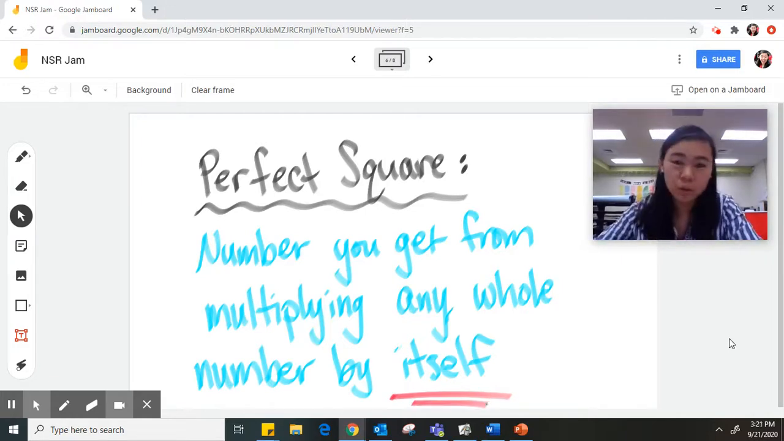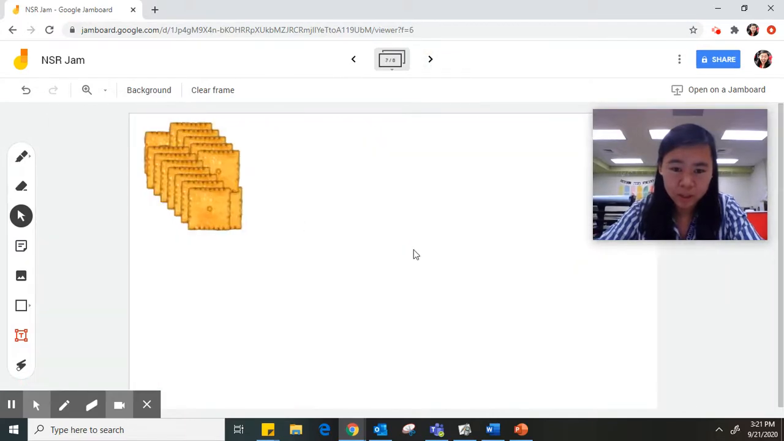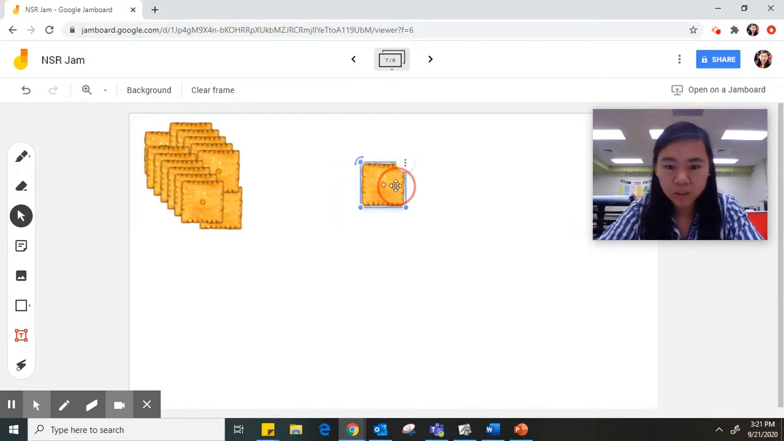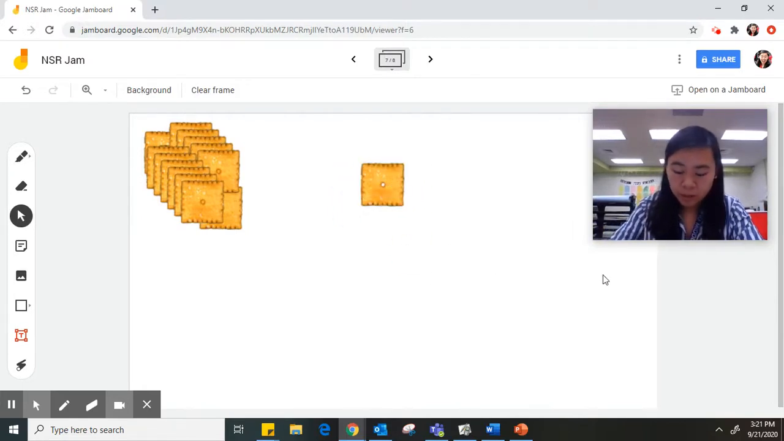Okay, so let's review our Cheez-It lab activity. You guys remember the Cheez-It lab activity? We were making squares, and I asked you how to make the smallest square, and you told me that all I needed was this one square, right? Now, what makes this one Cheez-It square a square? Well, a square is a square when it has the same side lengths.